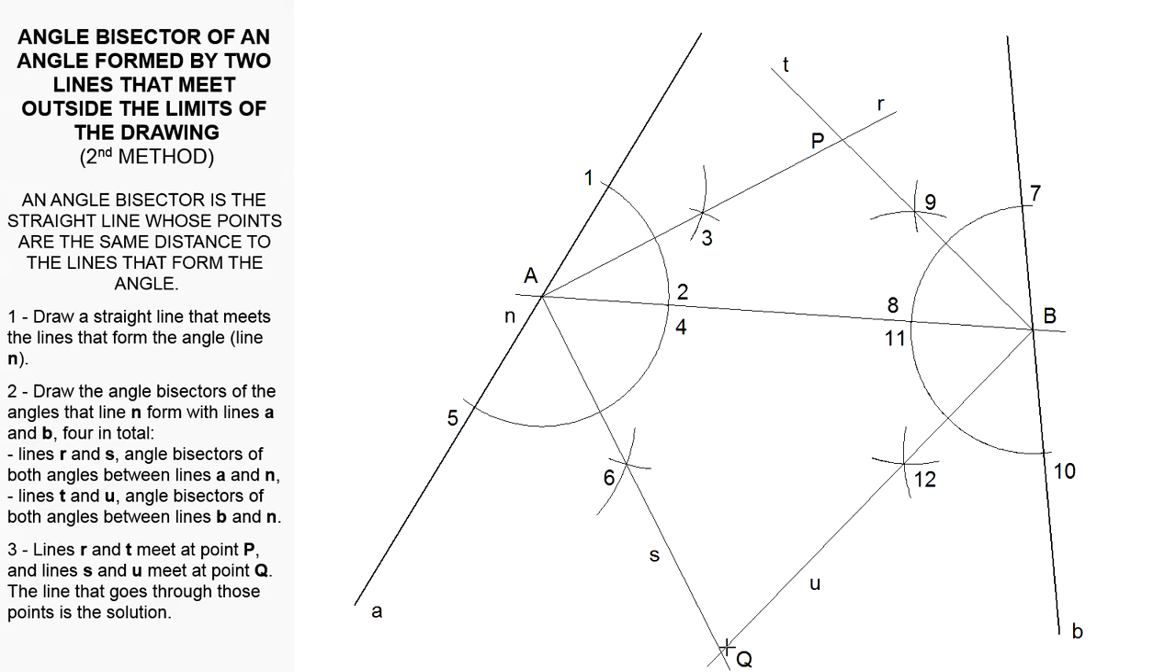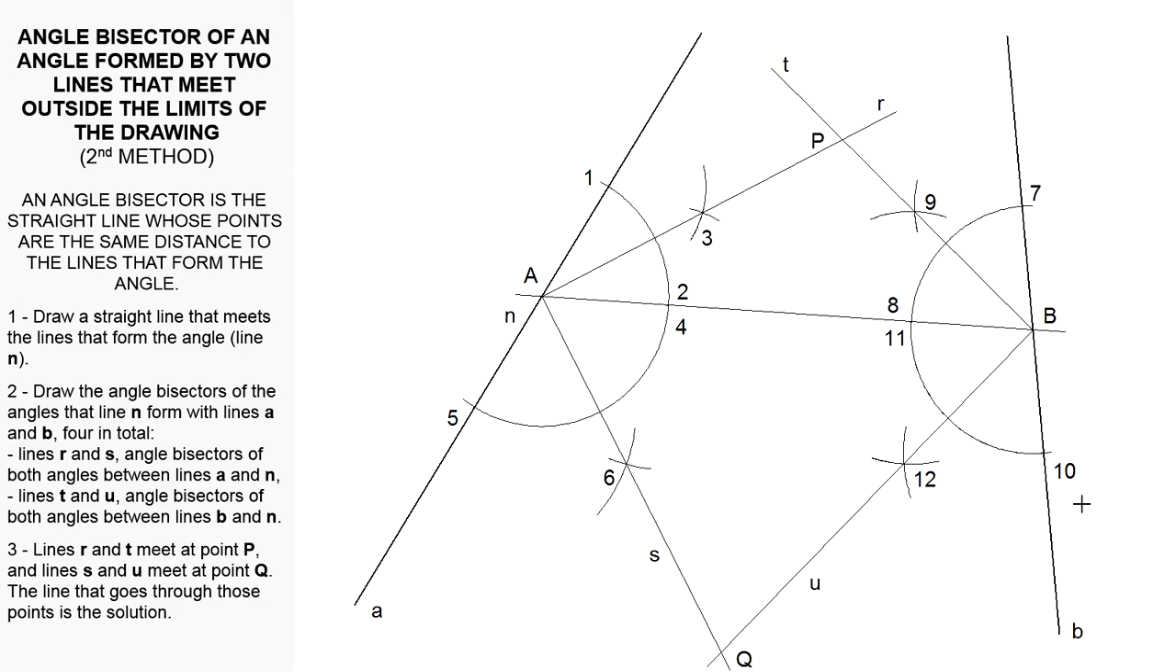The same happens with point Q, where lines S and U meet. If each point on this line S is the same distance to lines A and N, and each point on this line U is the same distance to B and N, since they are the angle bisectors of these two angles, point Q, where lines S and U meet, is the same distance to lines A, N, and B, so it is the same distance to lines A and B, which means that point Q belongs to the angle bisector of lines A and B.